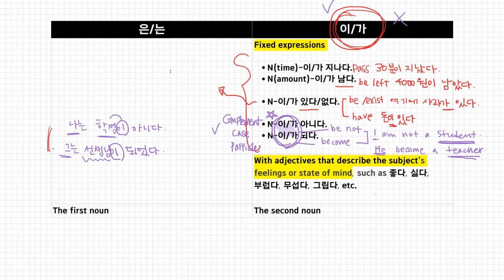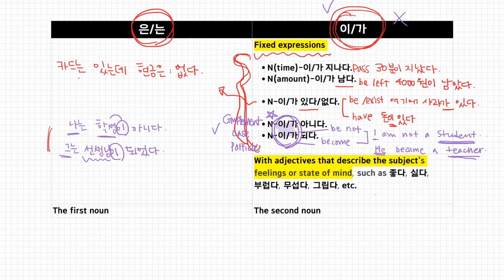If these are too confusing, you can just memorize them as fixed expressions. But you have to remember, these verbs are not 100% used with 이가. When you want to make a comparison, then 은는 can be used instead of 이가 with these verbs. For example, 카드는 있는데 현금은 없다. I have a card but no cash. Here 있다, 없다 verbs are used with 은는 to show some contrast.